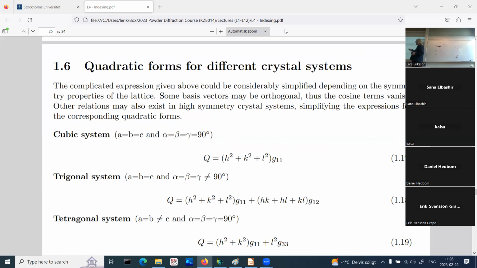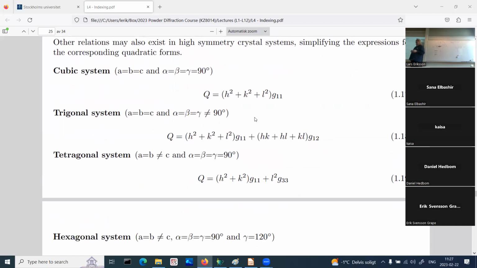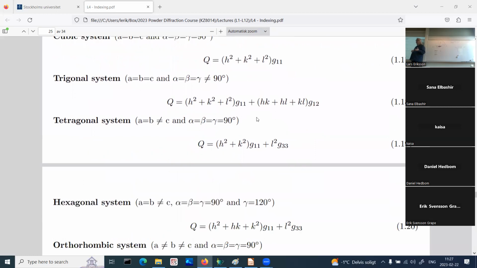This is quite convenient, at least if you do manual calculation, or if you're into programming. Otherwise, you don't need it.